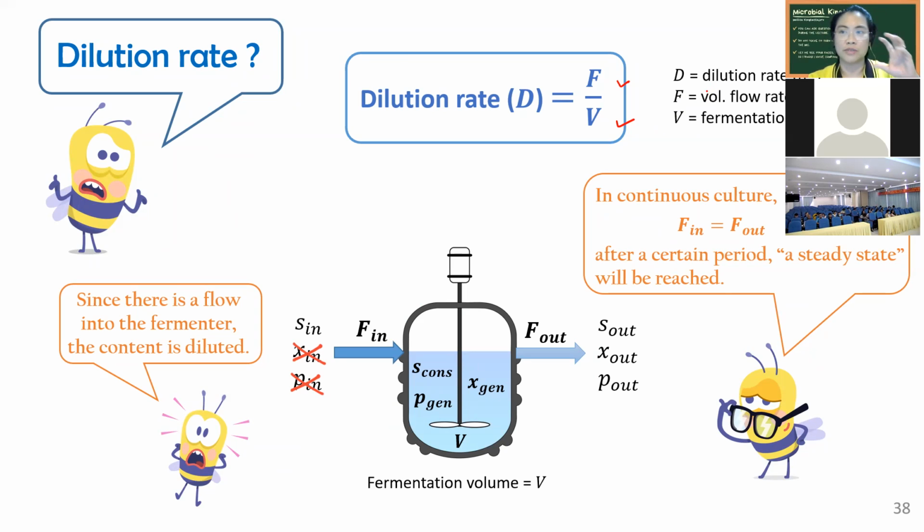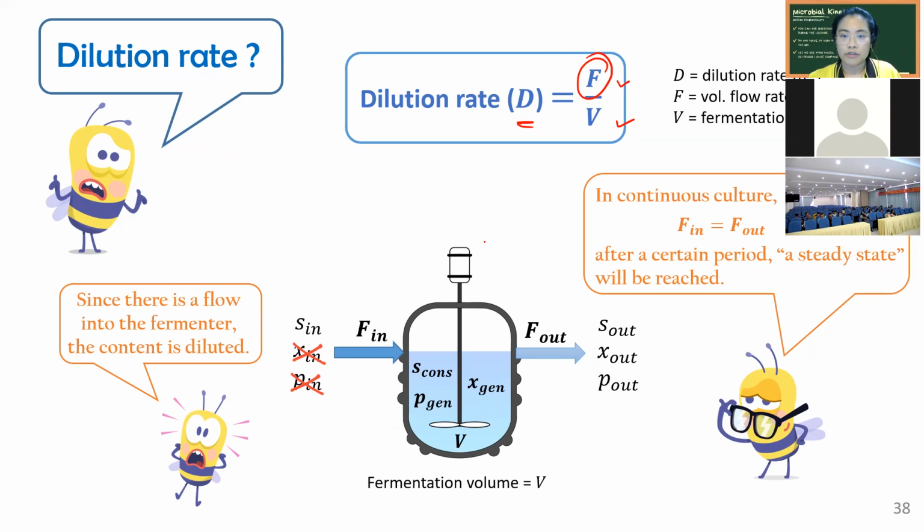It's the fermentation volume, so how much media you use, that is the fermentation volume. The term dilution rate is given because there is a flow into a fermenter, so apparently the content is diluted. If you have more flow, it's more dilute.